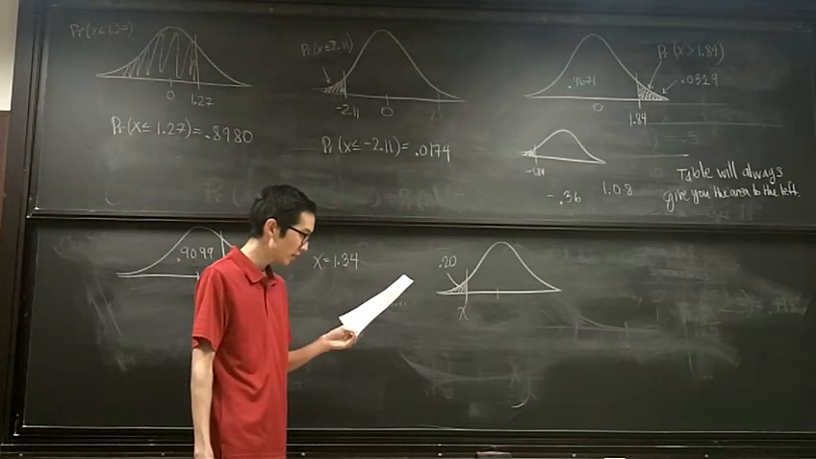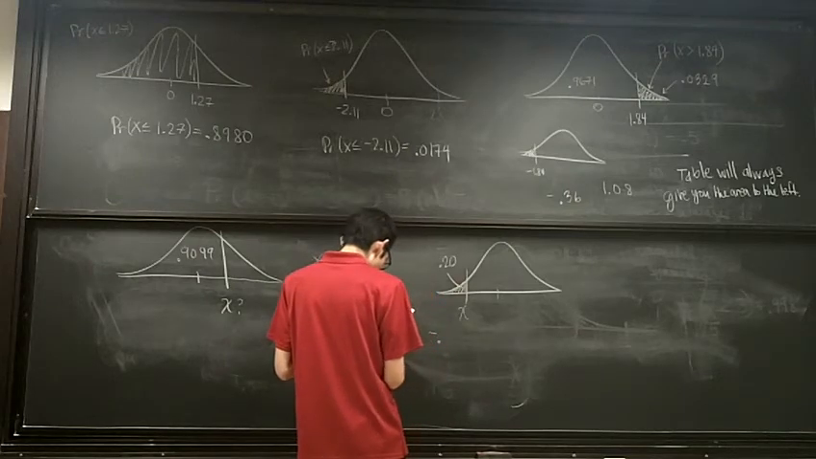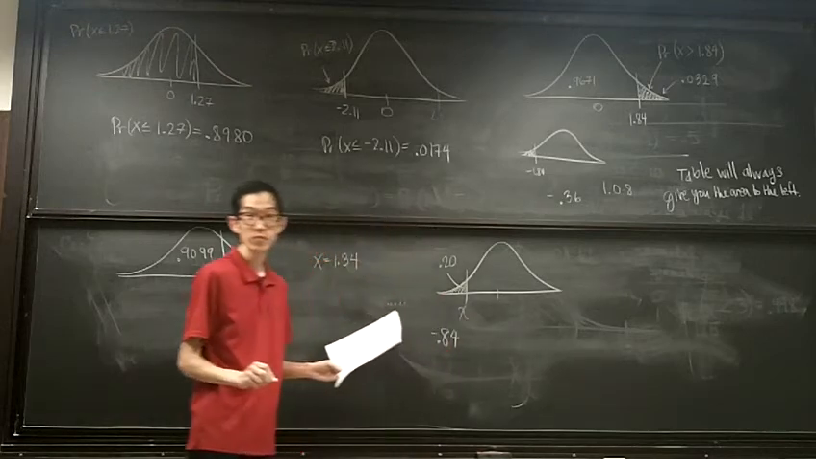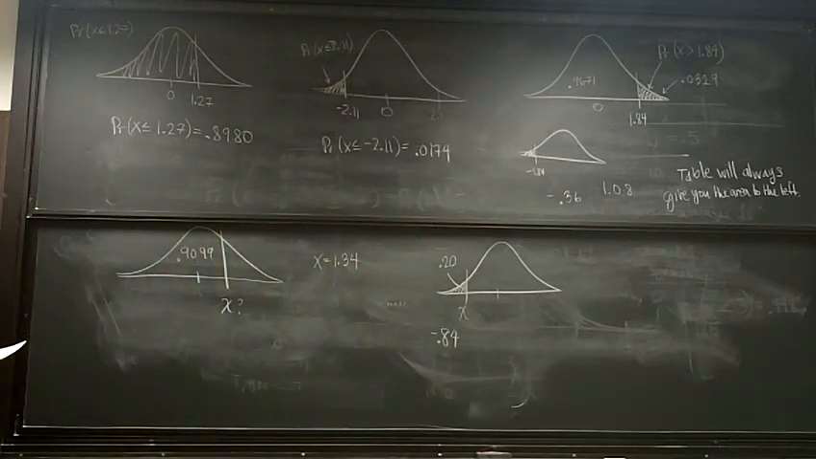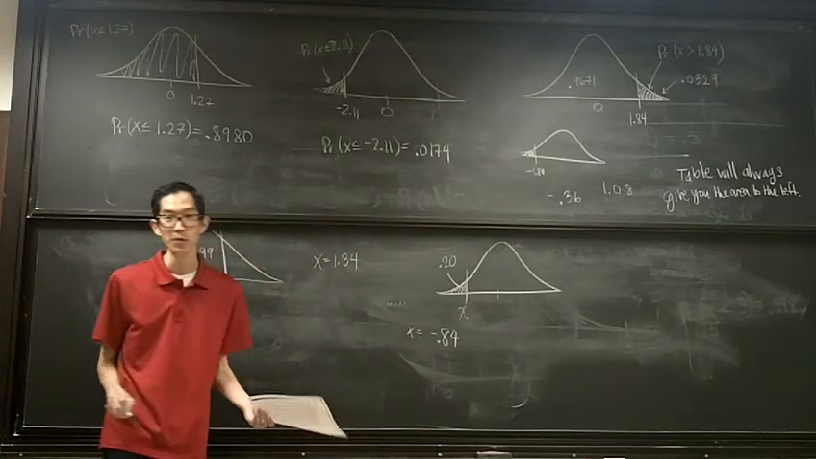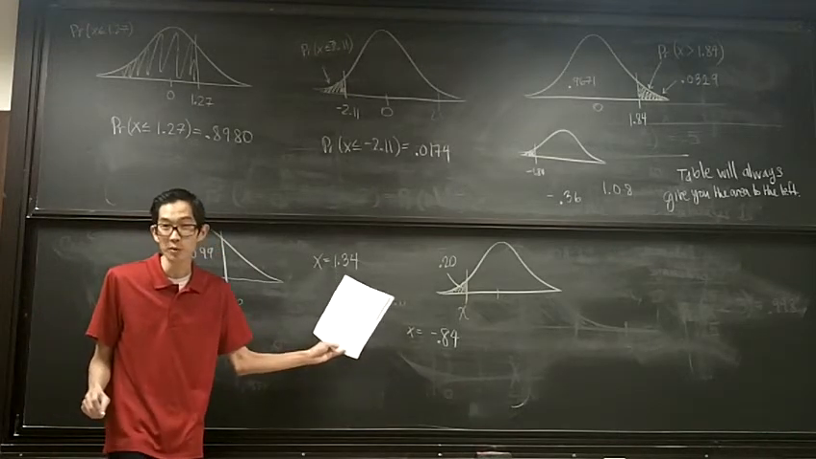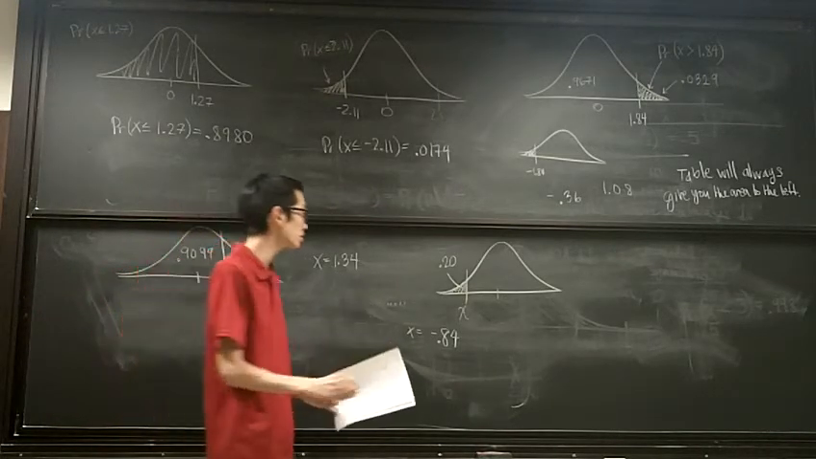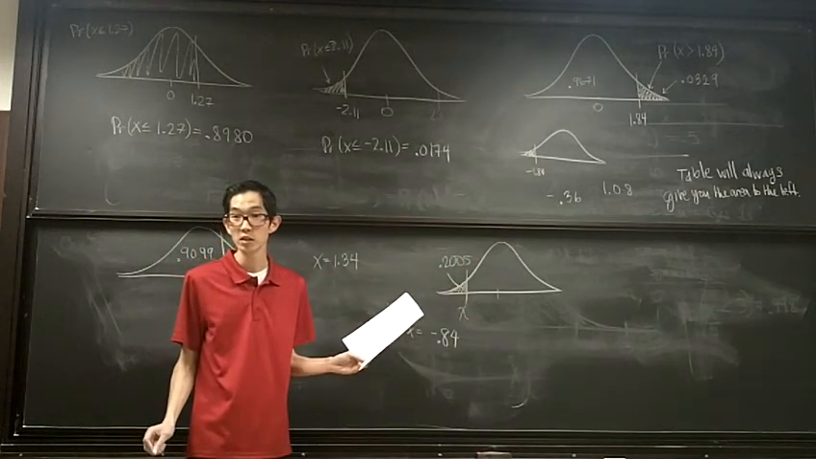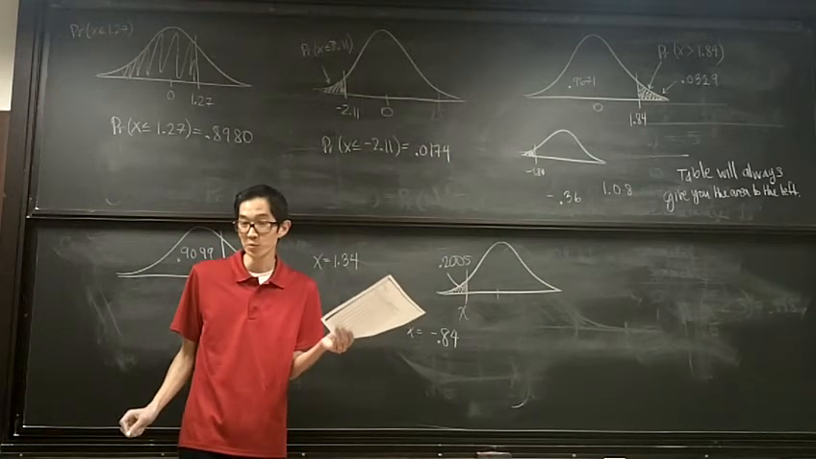I'm getting x is at negative 0.84. Can you explain it? If I drew a line at x equals negative 0.84, the area that I would get to the left isn't exactly 0.20, but pretty darn close. 0.2005. Is that because it's the number that has most zeros? No, it's just the number that's closest to 0.20.